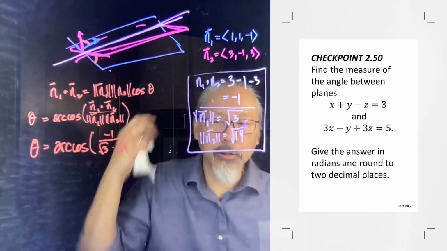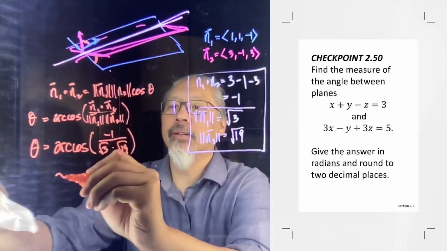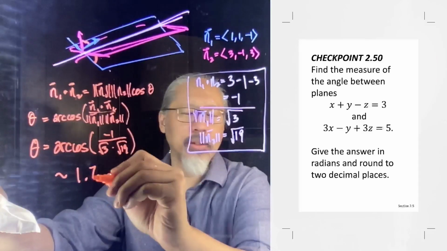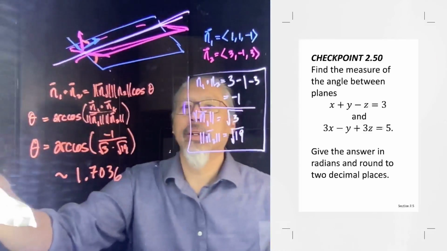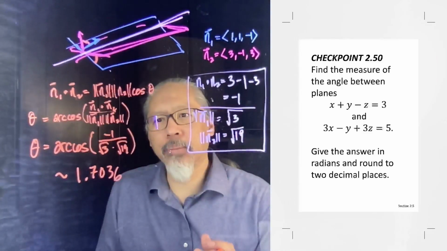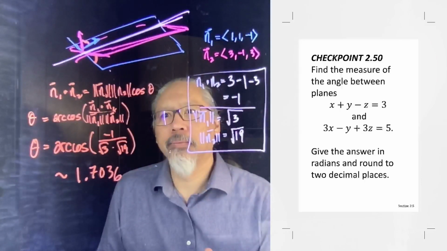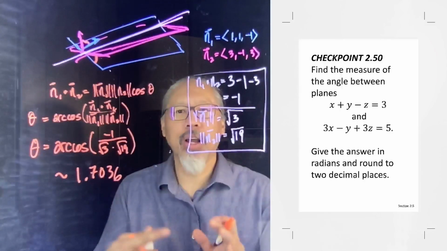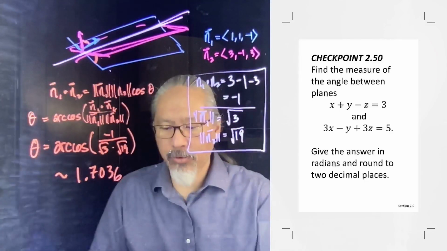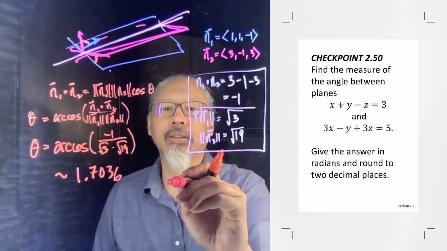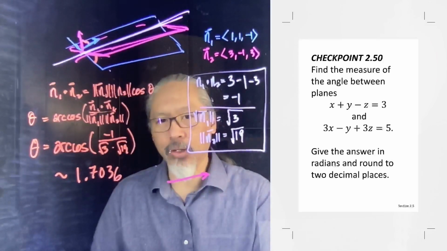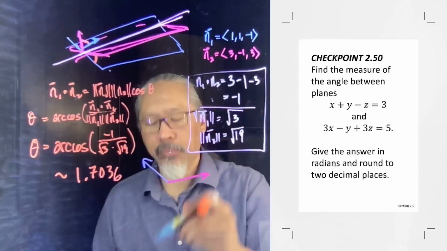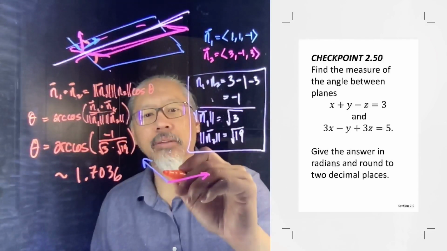All right, so this is basically calculator work now, and with this I got approximately 1.7036. Now again, this is bigger than pi over 2, bigger than 90 degrees. It's obtuse. So basically what we have between the two angles that we got, that's one normal, this is the other normal, and we found this angle right here.